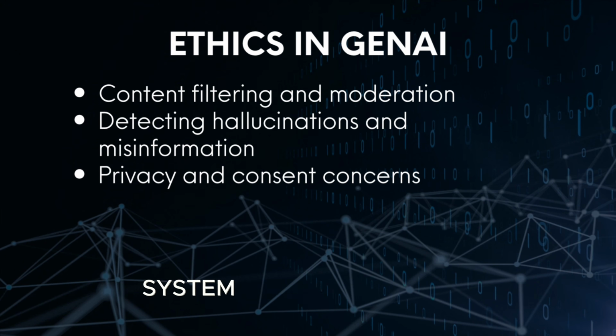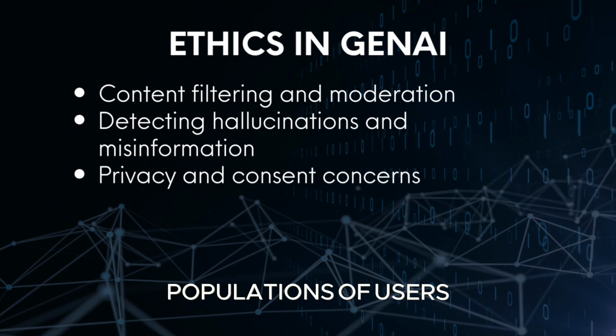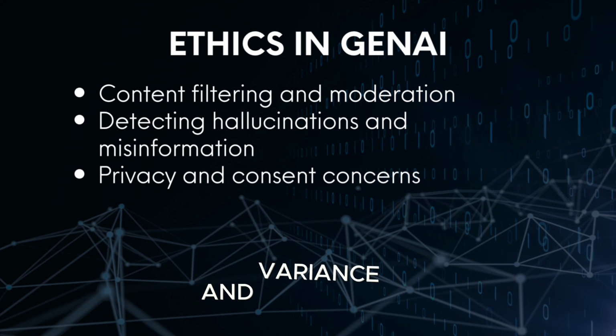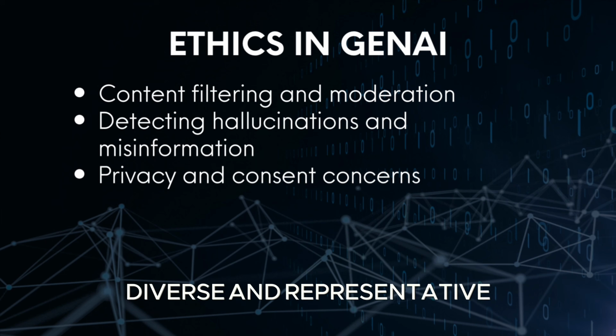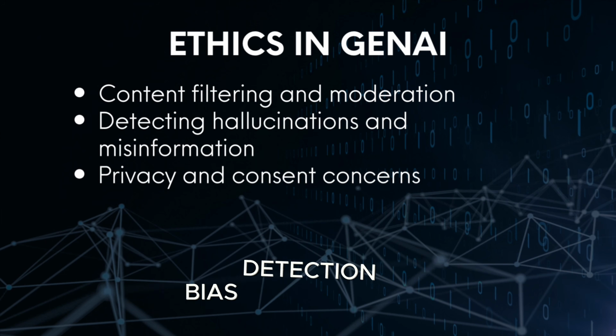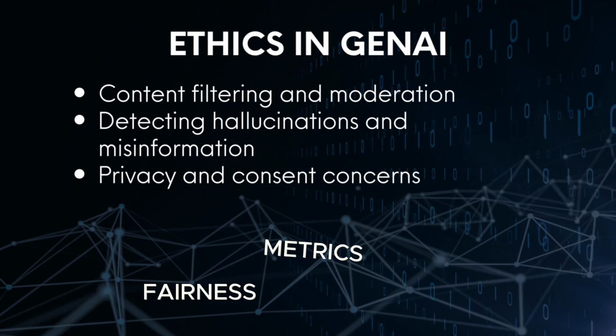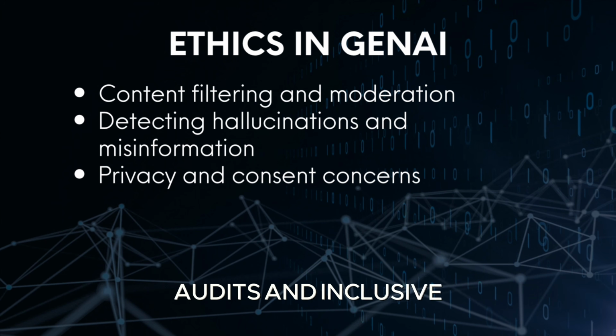And so this is how a system impacts different subpopulations of users, for example, by gender or ethnicity. And it's measured by the bias and variance of outcomes across different groups. And so implementing fairness in AI systems involves several strategies. So first, you should use diverse and representative training data. You should have bias detection and mitigation, fairness metrics, regular audits, and inclusive design.